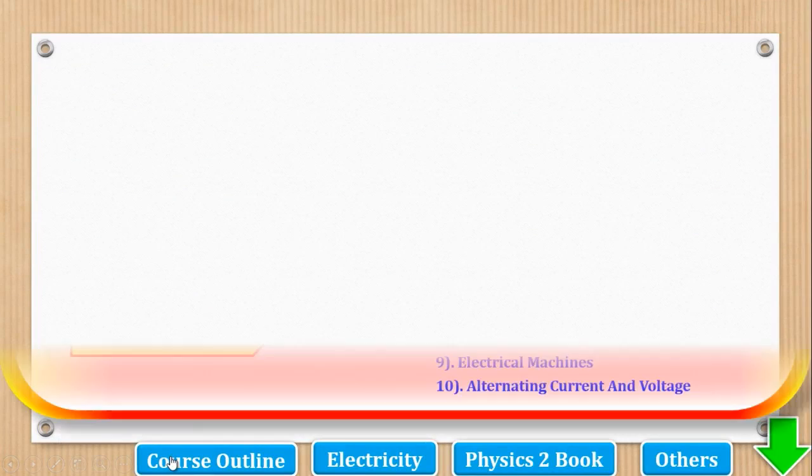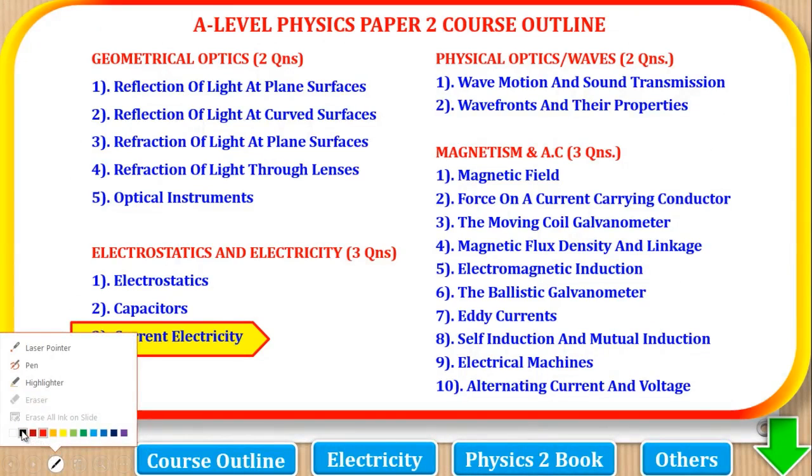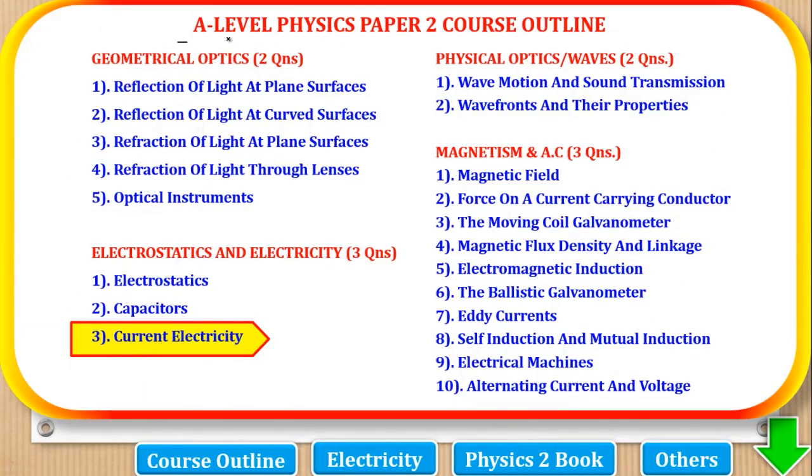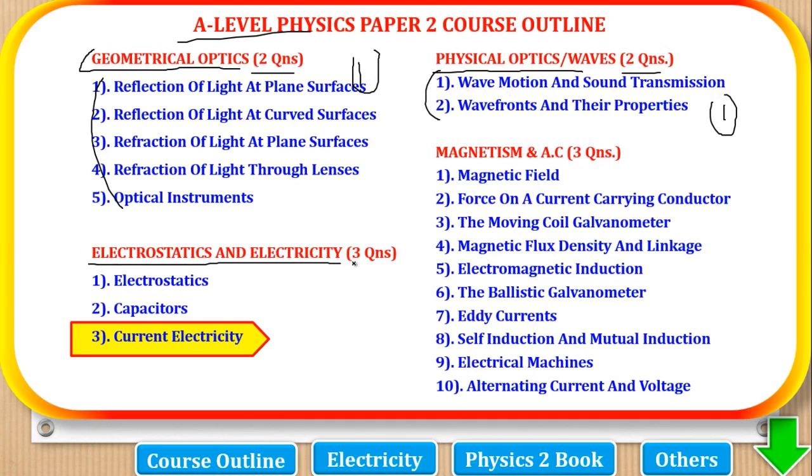Before we start, let's first look at the course outline of Physics Paper 2. Physics Paper 2 is divided into 4 parts. The first part is Geometrical Optics, where 2 questions come and the student must answer 1. The next part is Physical Optics, where 2 questions come from these topics and the student must answer 1. The third part is Electrostatics and Electricity, where 3 questions come. And the fourth part is Magnetism and AC, where 3 questions come.